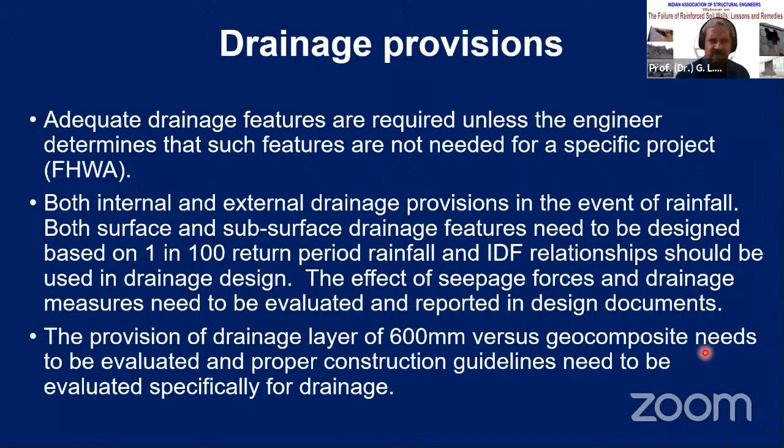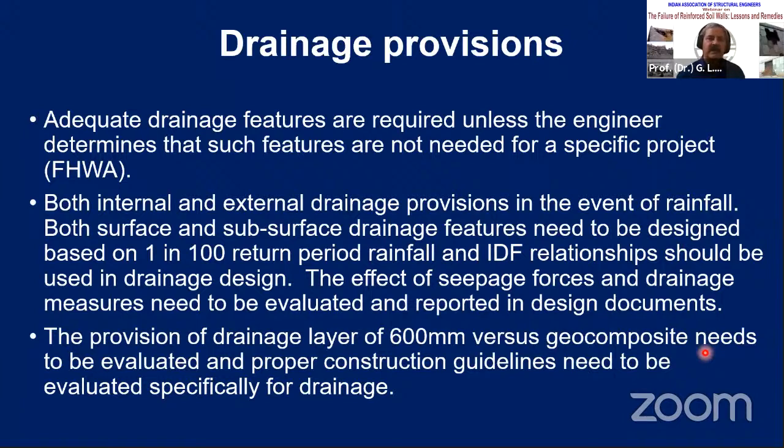There is a nice quotation in the Federal Highway Guidelines that you should design for drainage: adequate drainage features are required unless the engineer determines that such features are not needed for the specific project. At least rainfall is there. There's definitely surface drainage, subsurface drainage. So you consider the site-specific data, like if you have 6,000 mm rainfall per year, say for example Mangalore or Bangalore, anywhere, and you don't have any record of how you address that, it is very difficult, whether it is a road pavement or a retaining wall. We just don't seem to address this drainage design at all.